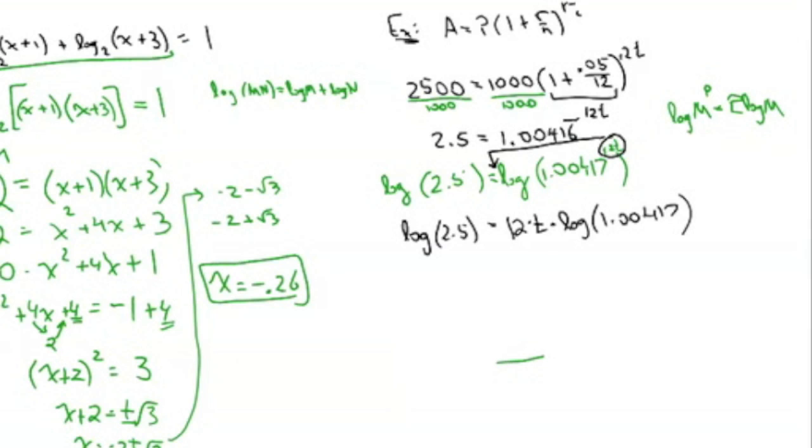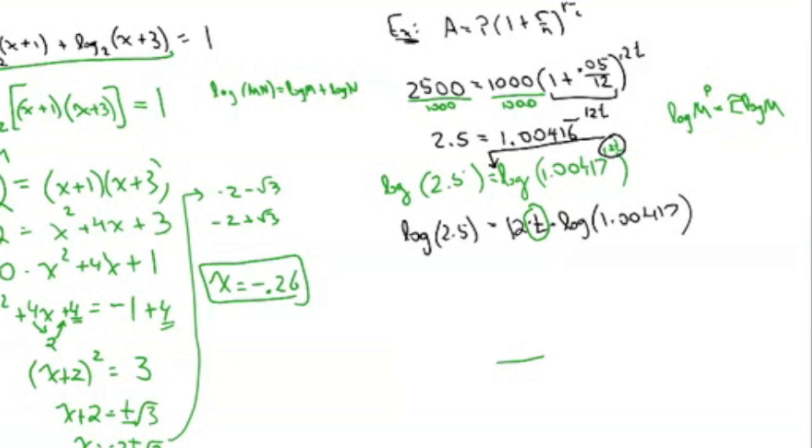Get that ugly mess. What are we trying to solve for after you get that ugly mess? T. Now the t is buried right here. How do I get the t by itself? You can divide by 12. That's one of the things you have to divide by. So that would remove part of it. What else can you divide by? Everything but the t. So you divide by 12 and you divide by log of that mess.